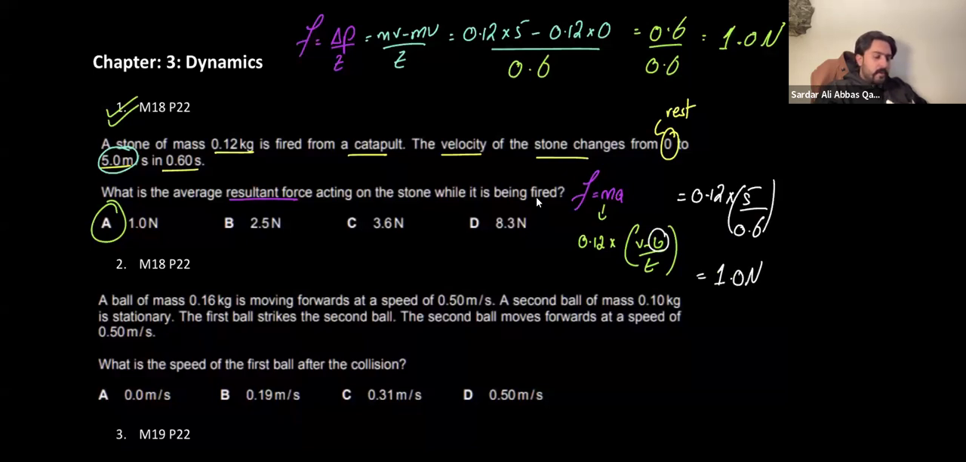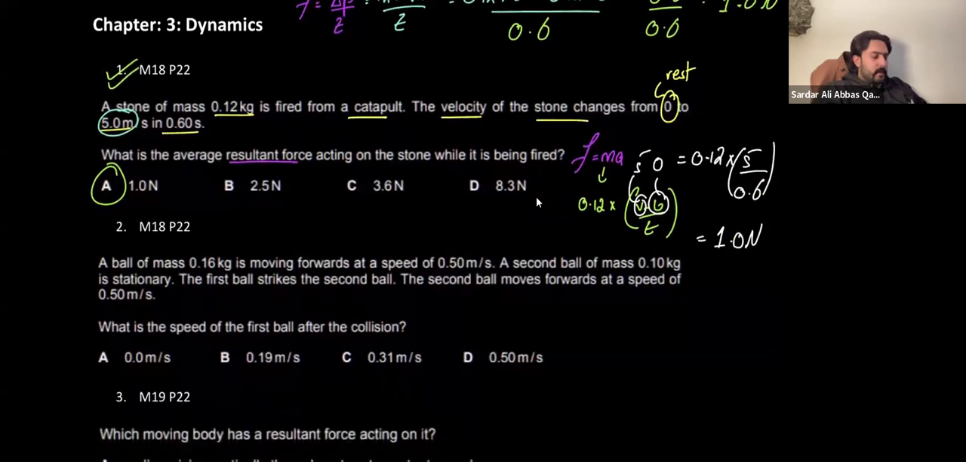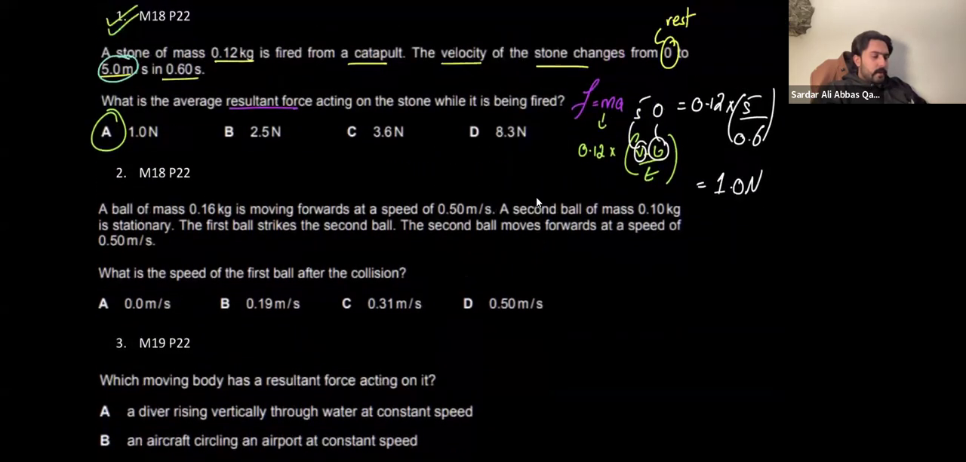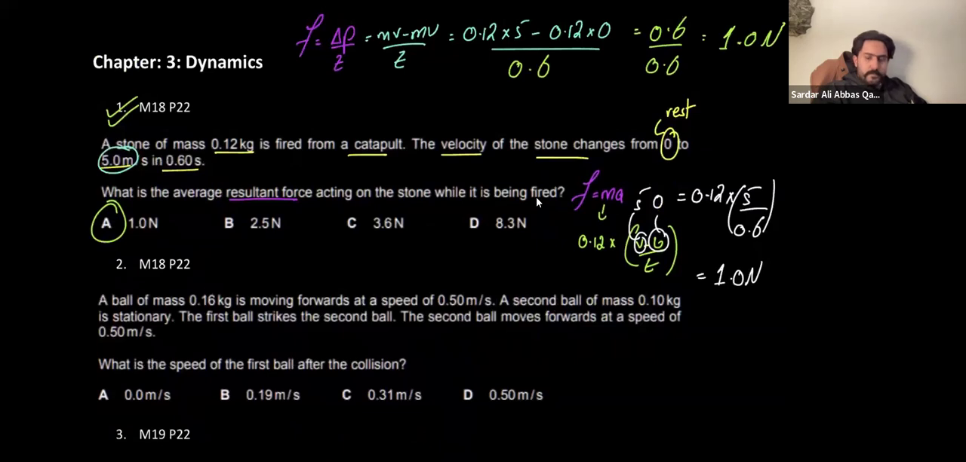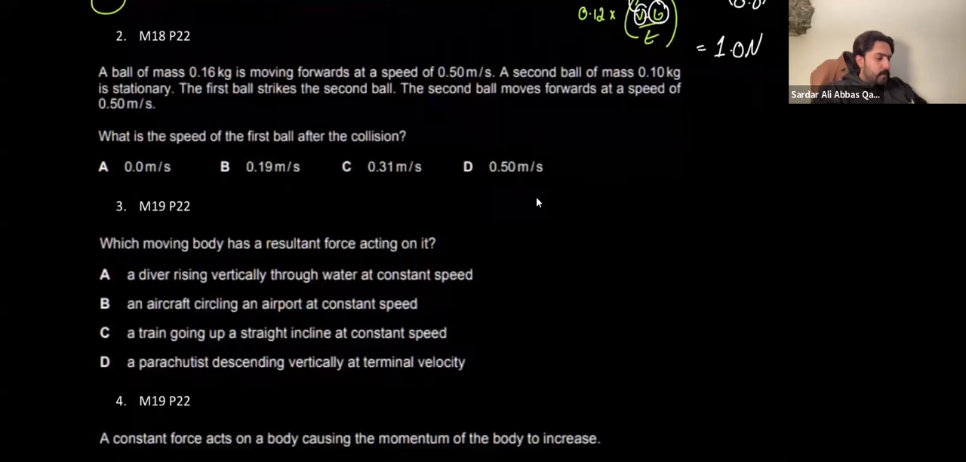Both ways. Initial velocity is 0, final velocity is 5. So you can attempt this question using both the methods. Your answer is going to be the same at the end. Is this clear? Perfect. Question number 2.